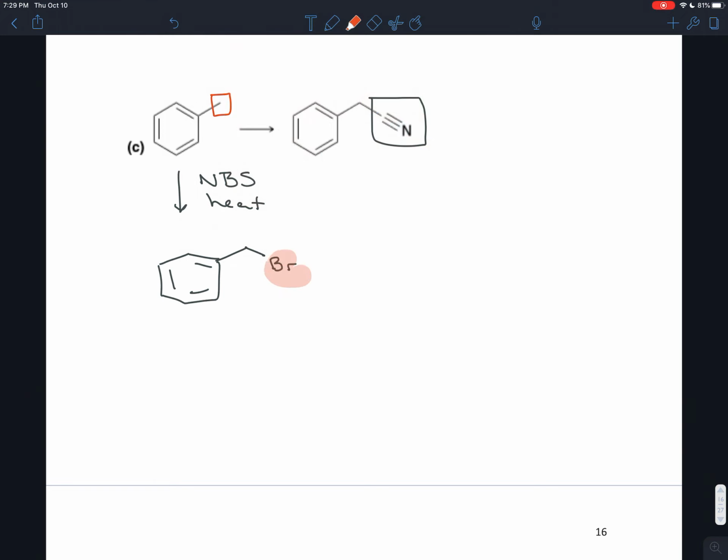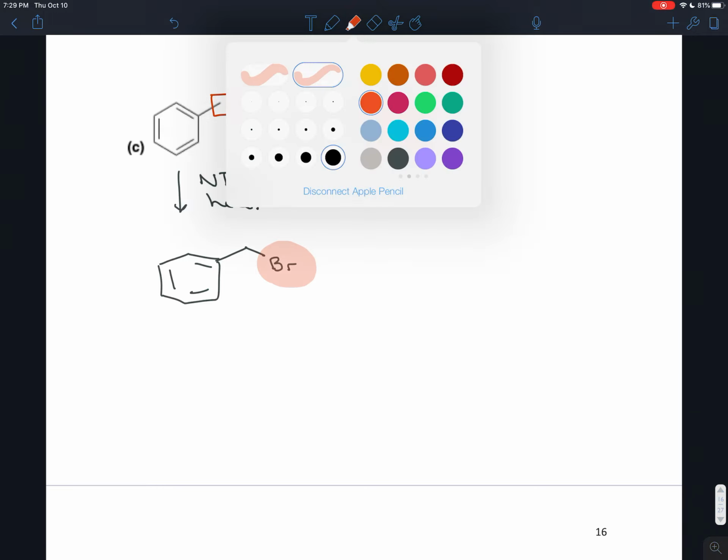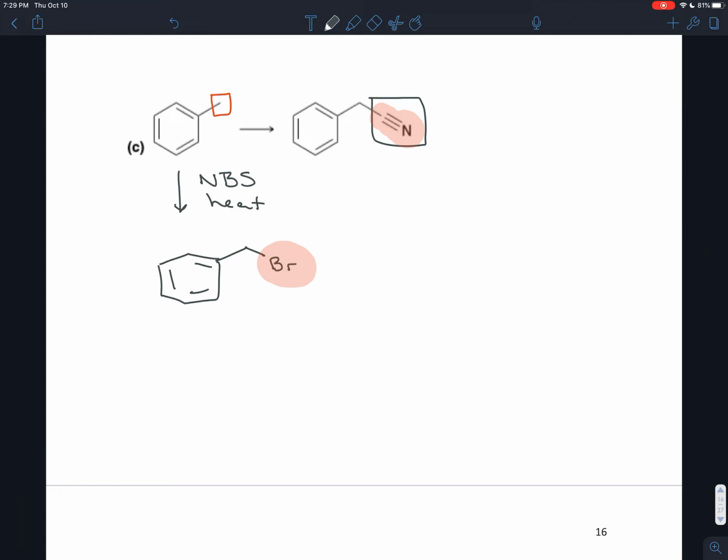Now here I have a bromine, but I don't want a bromine. I want a carbon triple bonded to a nitrogen. If only there were a way I could substitute a carbon triple bonded to a nitrogen for the bromine. But I've given myself away. Substitute, we'll do a substitution reaction. And this carbon here is a primary carbon. So an SN2 reaction is really possible here. In other words, we can just treat it with a strong nucleophile.